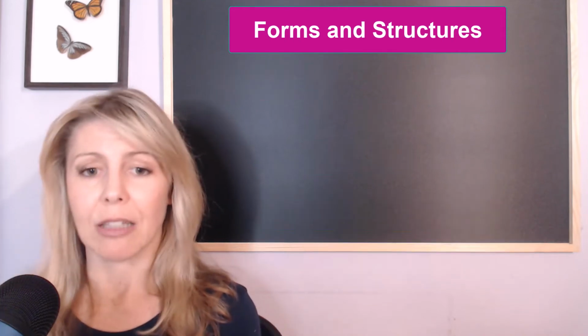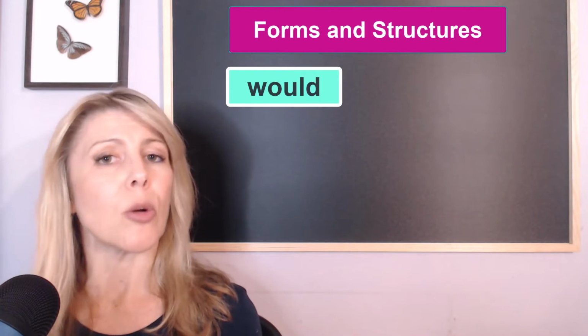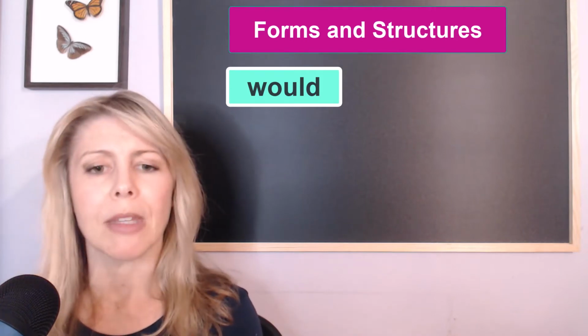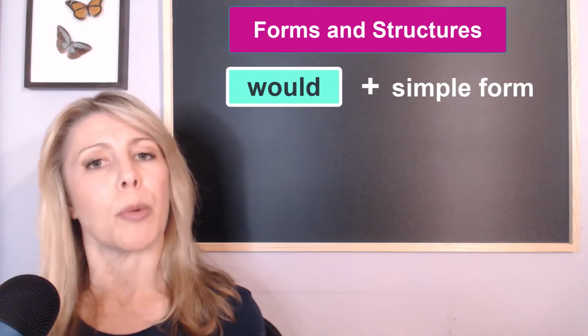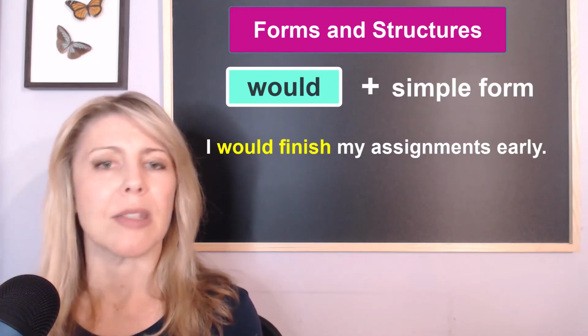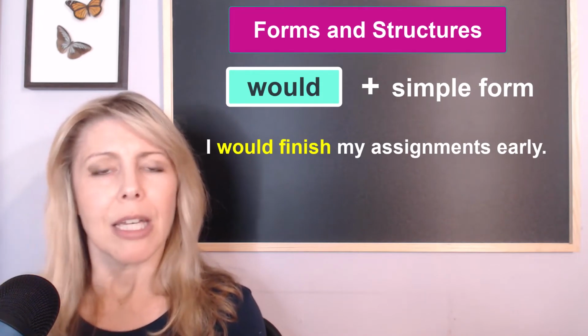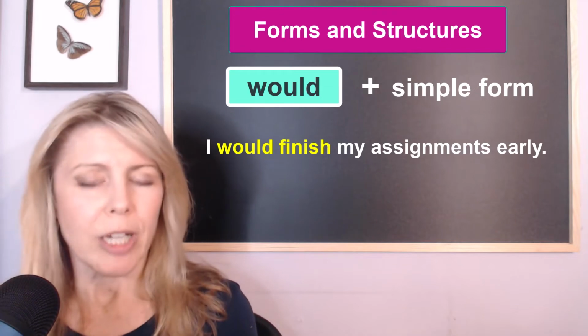So now let's take a look at would, structures and forms of would. Would is also in the past tense form. We also say would with the simple form or present tense verb. I would finish my assignments early. Okay, this is instead of saying used to. We can also say would.